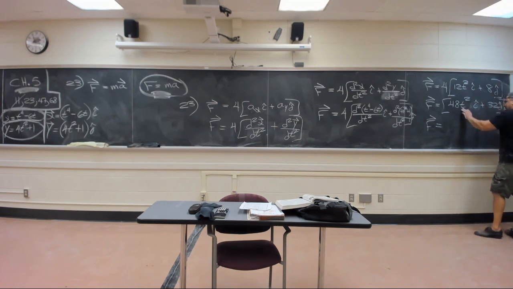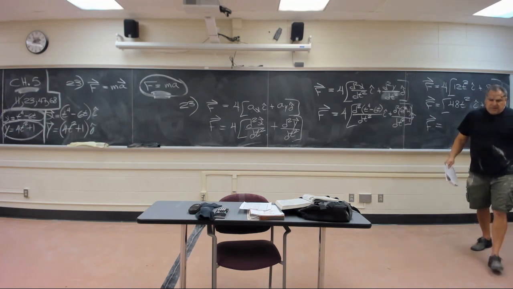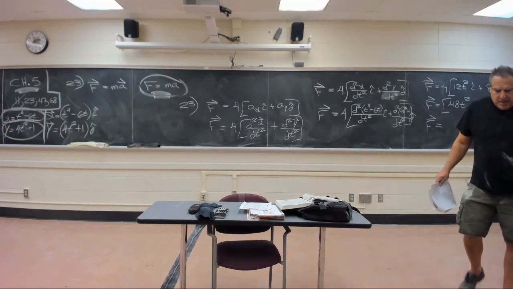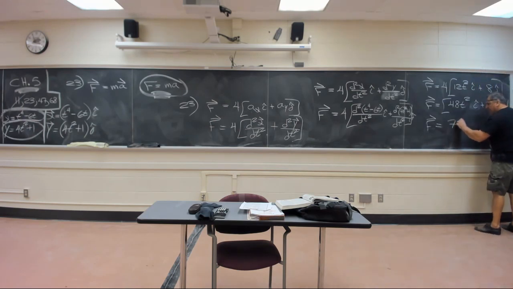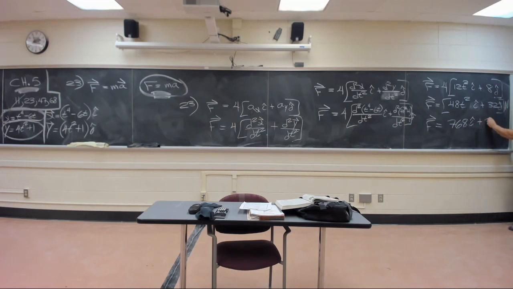At t equals 4 seconds, you put 4 right here. Remember, they're asking us what's going on at t equals 4 seconds. Put 4 right here for t. 4 squared is 16. 16 times 48 is 768. And there it is. Great.